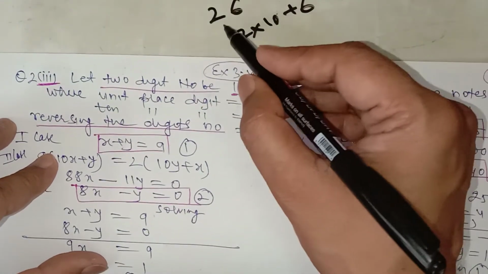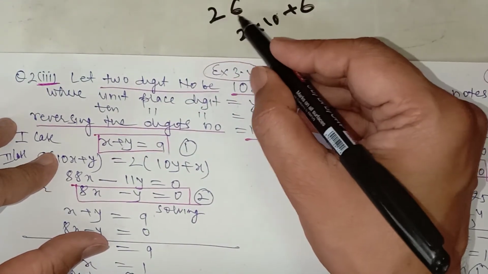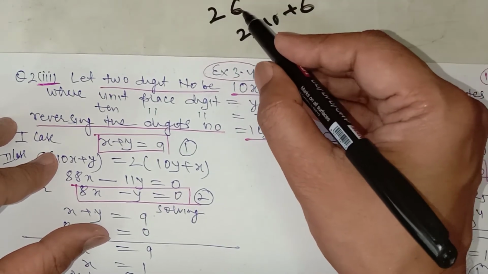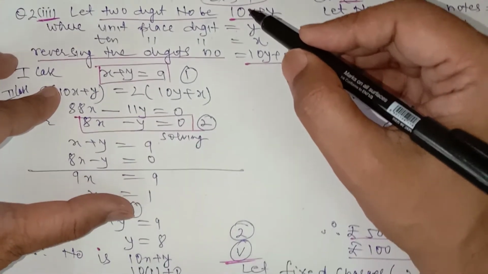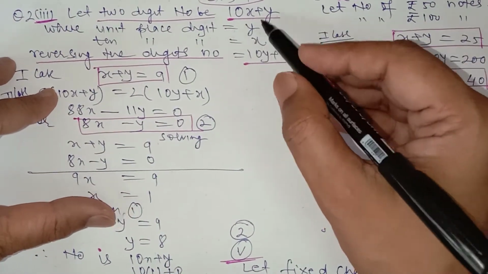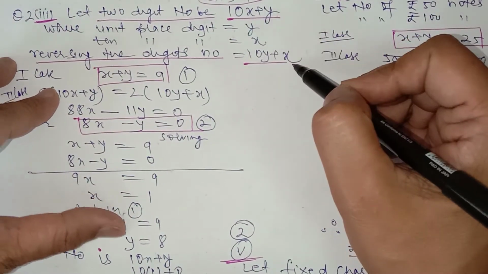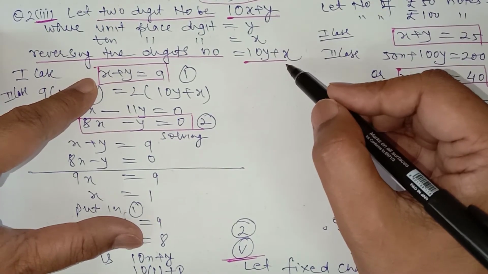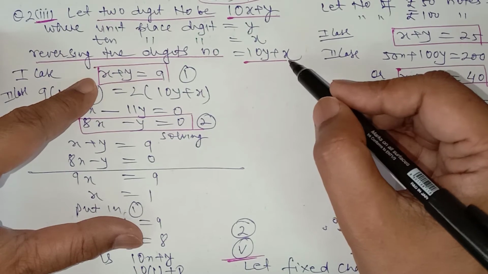As we have done here, I have taken 26, where the unit place is 6 and the tens place is 2. Now if we reverse the order, it becomes 62, so the tens place will become 6. So by reversing the digits, the original number becomes 10y plus x.